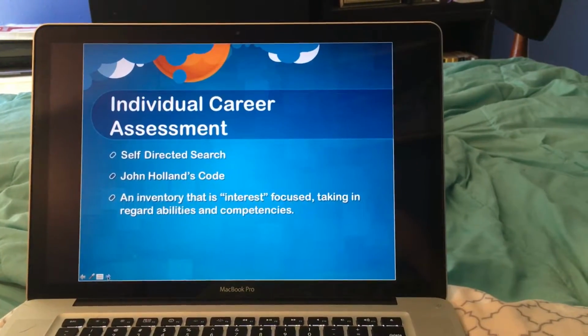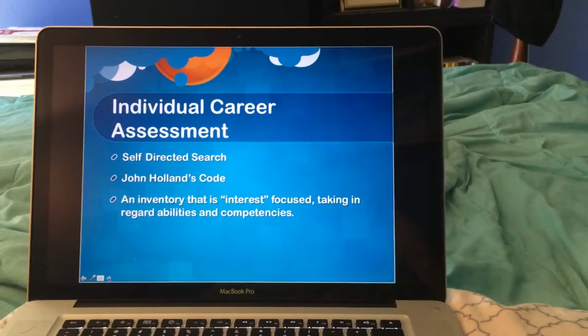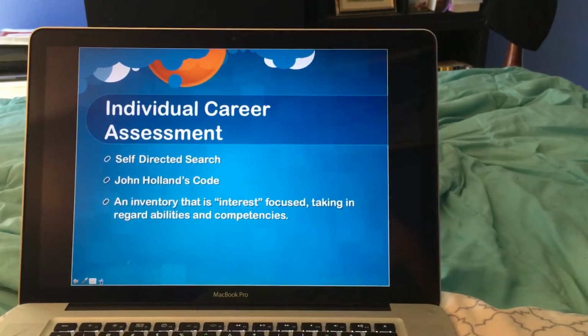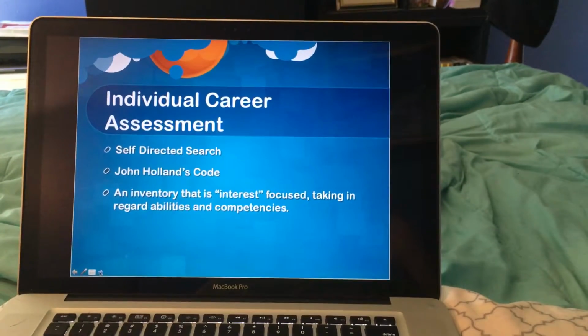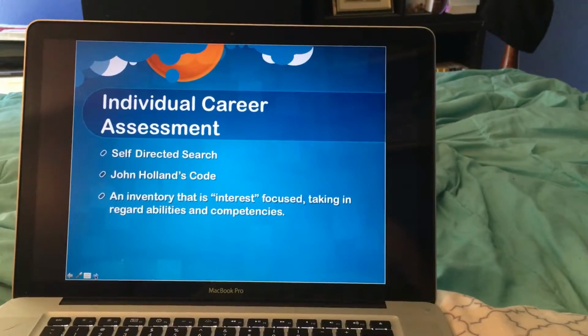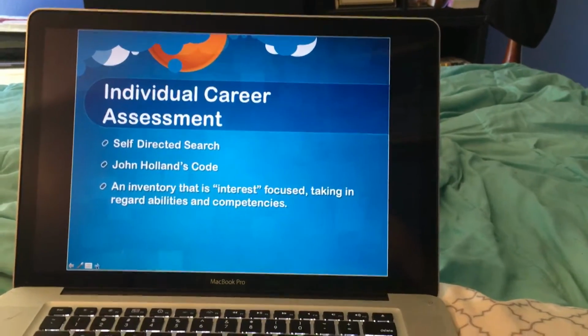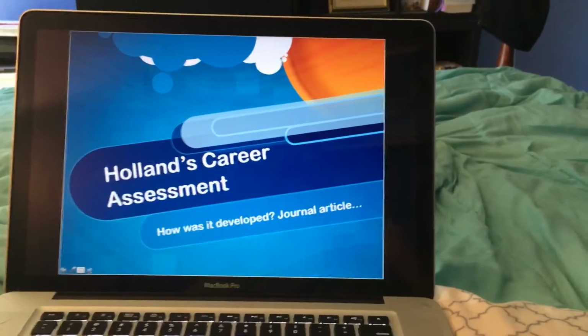I'm doing the individual career assessment under the self-directed search. It is John Holland's Code, and it's an inventory that is interest focused, taking in regards abilities and competencies.